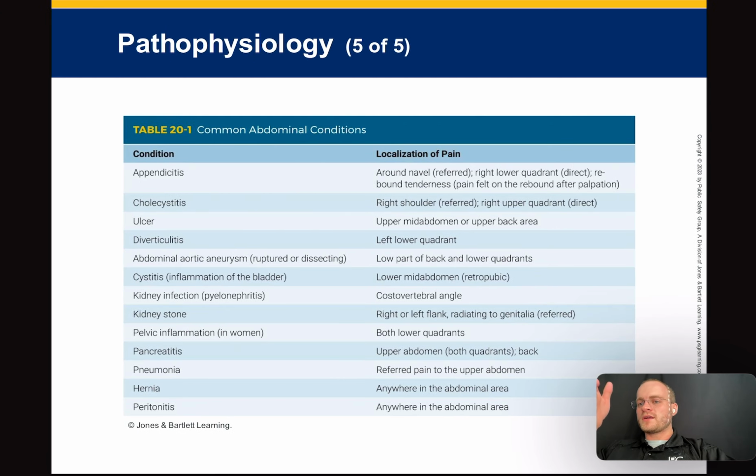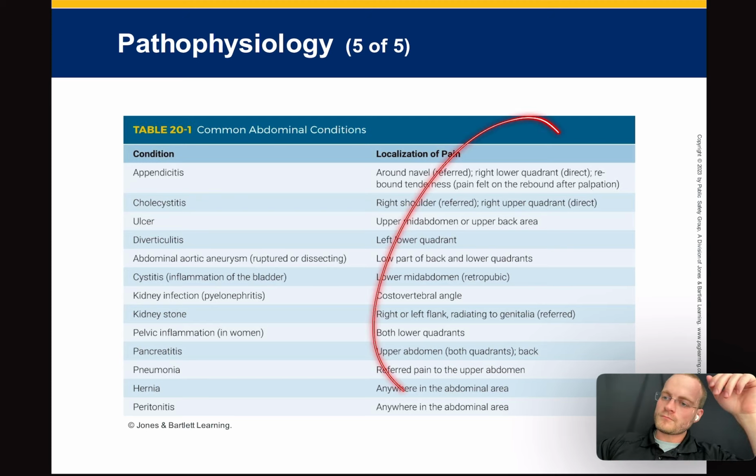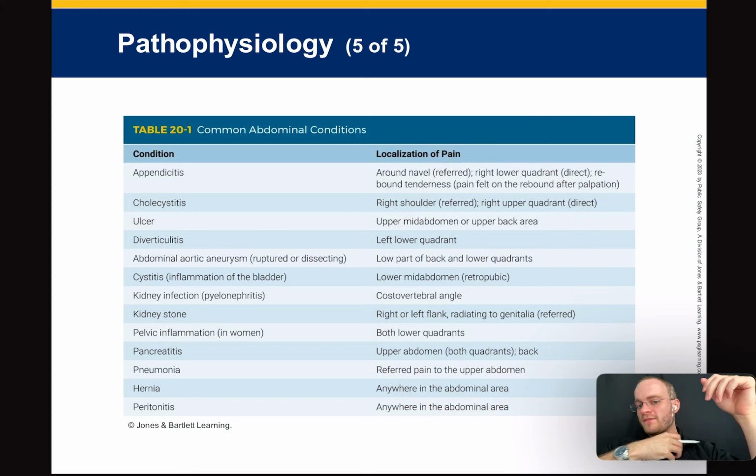So we're going to talk about each of these, so I'm not going to read this to you. If you want to screenshot this, you can. But we're going to talk about this. So what I will point out about this slide is it's logical, right? If I tell you the appendix is in the right lower quadrant, guess what? They're going to have right lower quadrant pain, right? And so they have rebound tenderness because of peritonitis. Same thing with cholecystitis. This is an infection of the gallbladder. And so they're going to have right upper quadrant pain and right shoulder pain. I just talked about why. But we're going to talk about why each one of these happen, okay?